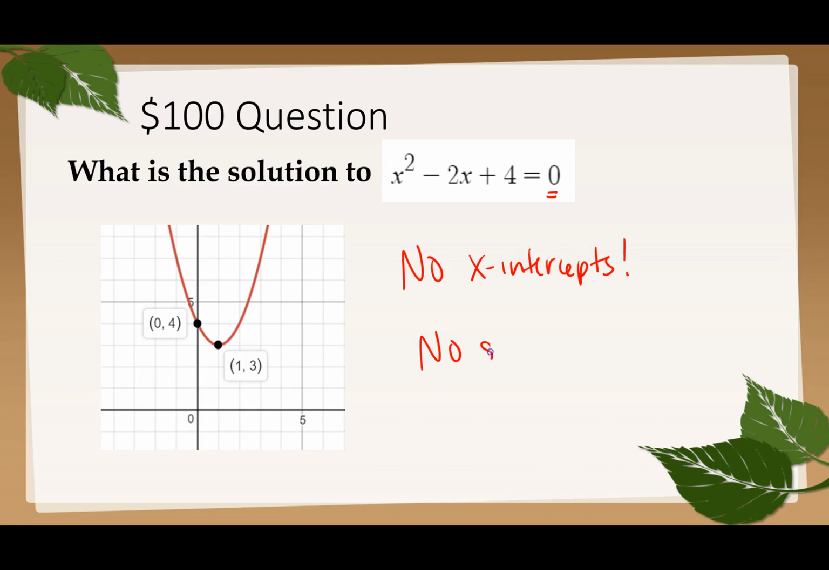Therefore, there's no solution. So it's impossible to find a real x value that goes in there, and then when you solve that, you get 0. That's impossible. The reason why is there's no x-intercepts.